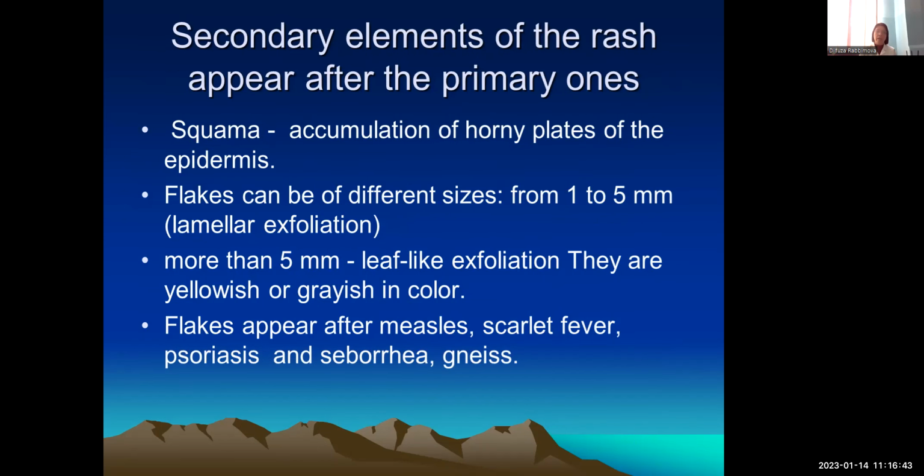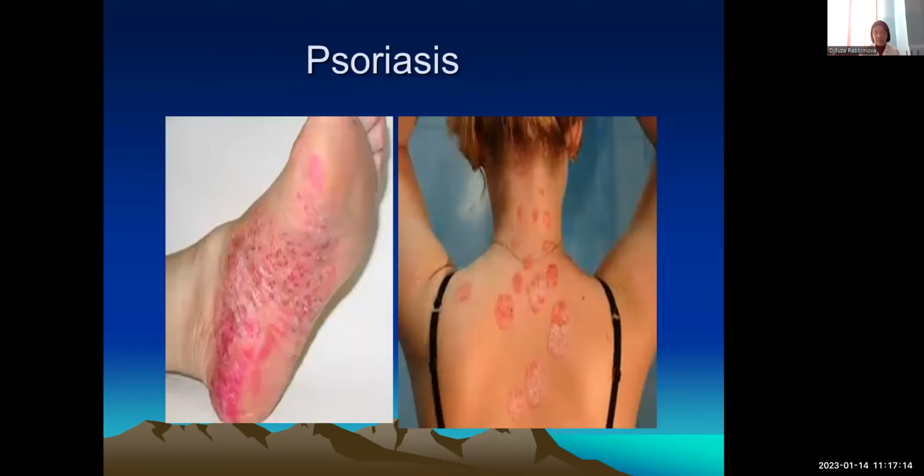Secondary elements of the rash appear after the primary ones. Squama, accumulation of horny plates of the epidermis. Flakes can be of different sizes, from 1 to 5 millimeters. More than 5 millimeters leave lamellar exfoliation. They are yellowish or grayish in color. Flakes appear after measles, scarlet fever, psoriasis, and seborrhea, gneiss. For example, squama in girl with psoriasis.